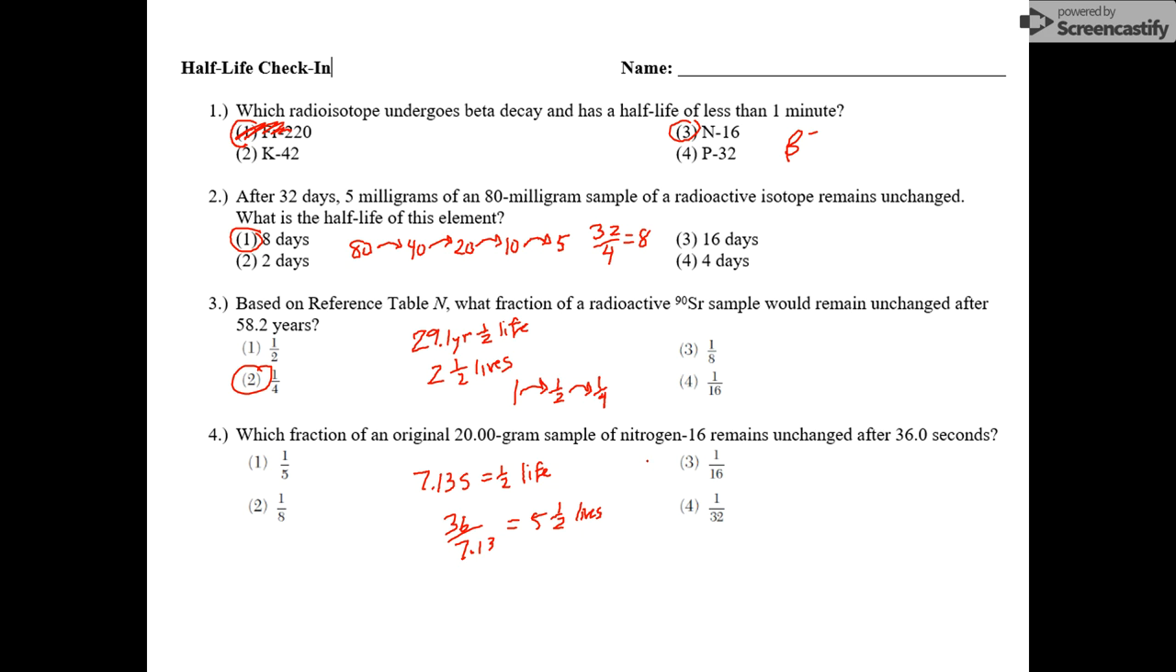5 half-lives. Okay, and so that means we start at 1. 1 goes to 1 half. Half goes to a fourth. Third half-life brings us to 1/8. Fourth half-life brings us to 1/16. Fifth half-life brings us to 1/32.